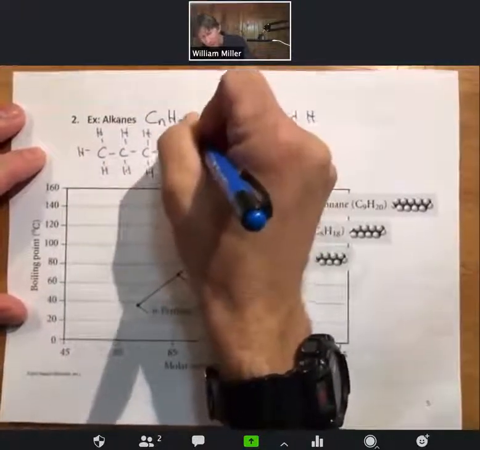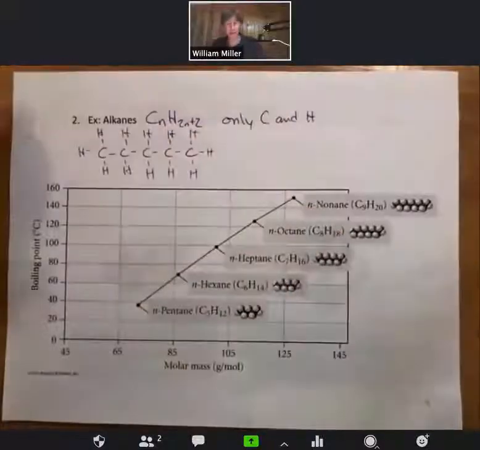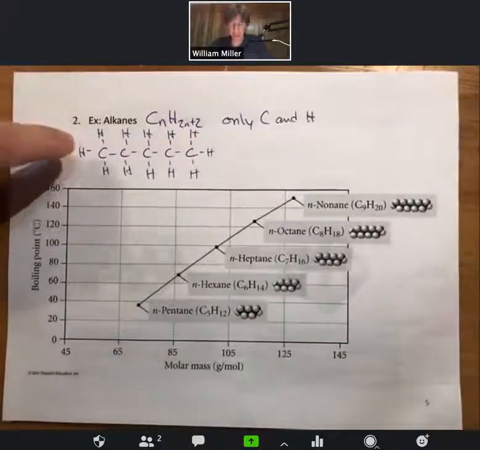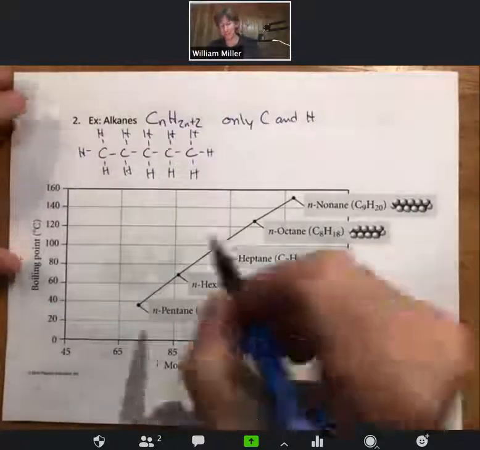We're filling in all the hydrogens so that the carbons all have 4 bonds. We end up with 12 alkanes. Remember, alkanes have carbons connected by single bonds.